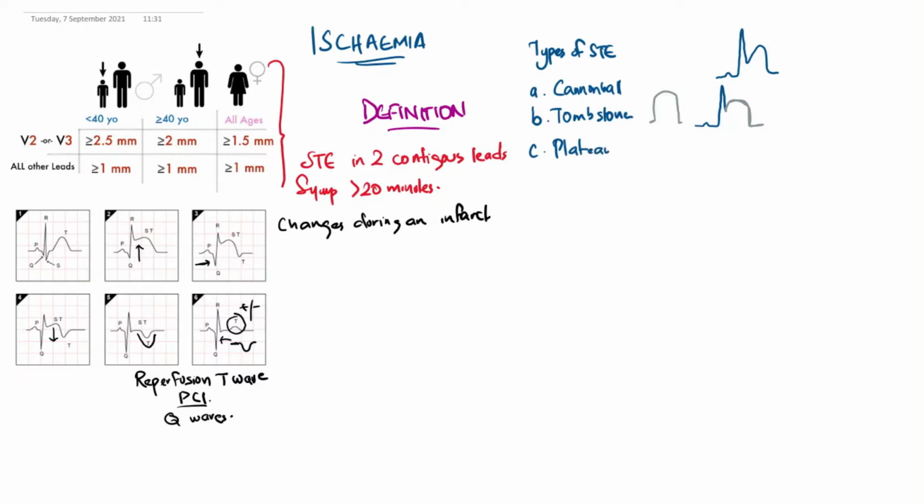The third one is a plateau forming ST elevation, and over here you just get a plateau for the ST segment. The fourth one is a saddle shaped ST elevation. Now this could be seen either in a STEMI or other variants such as pericarditis, and it forms a saddle with the ST segment.